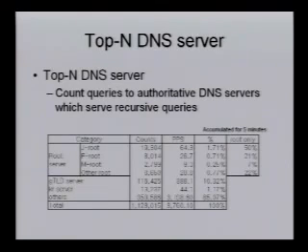We also count queries to authoritative DNS servers, which serve recursive queries. For the root server, JRoot is frequently used because the mirror site of JRoot is directly connected to CORNET.